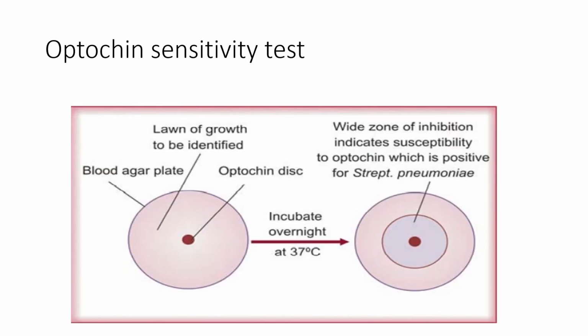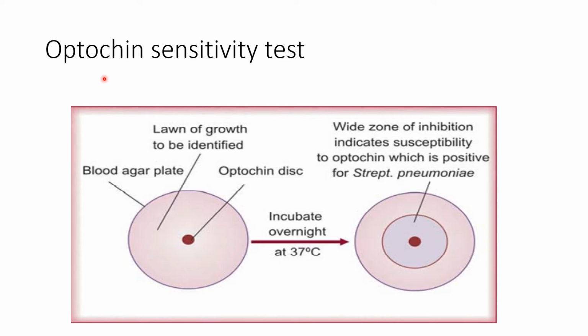This is another test which we should be knowing when we talk about Streptococcus pneumoniae, that is optochin sensitivity test. This test is basically done to differentiate Streptococcus pneumoniae from other pathogenic streptococci like Streptococcus viridans and Streptococcus pyogenes. Streptococcus pneumoniae is sensitive to this particular chemical called optochin. Optochin is ethyl hydrocupreine. And other pathogenic streptococci are not sensitive to this chemical, that is optochin.